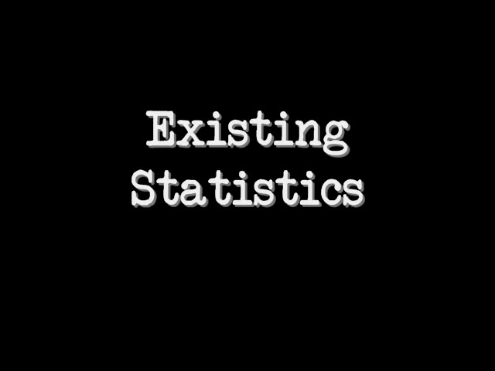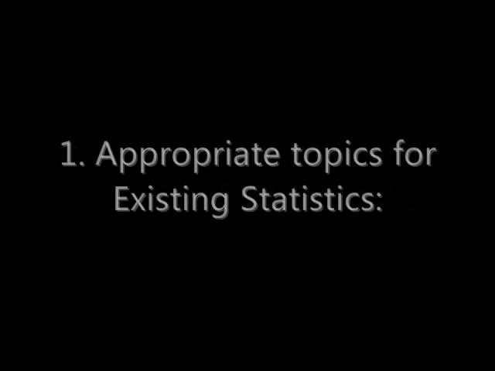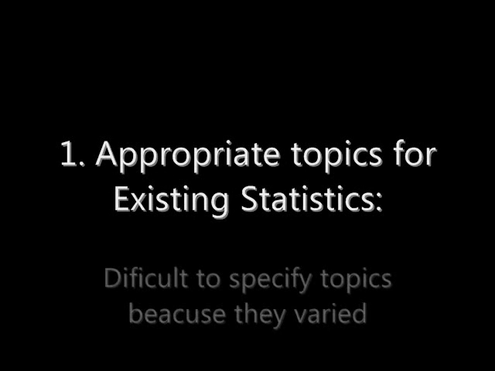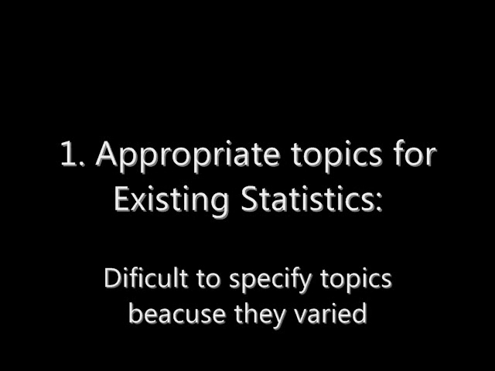The next topic is existing statistics or documents and secondary analysis. Existing statistics are collected information that is made publicly available. We can make a study out of the data available. Number 1. Appropriate topics. It is difficult to specify topics that are appropriate for existing statistics because they are so varied. Not all topics can be appropriate for existing statistics.